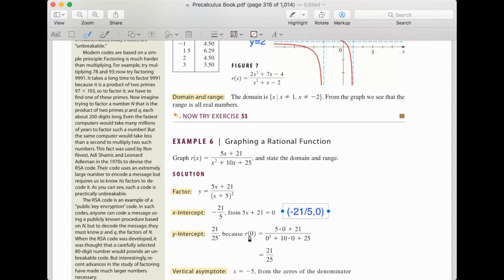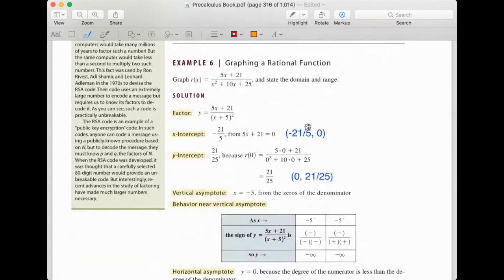And for the y-intercept, we plug in 0 for the variable. So we get 21 over 25. So the y-intercept is 0, 21 over 25. X-intercept and y-intercept are always a point, not only one value. So we got 2 points on the graph.